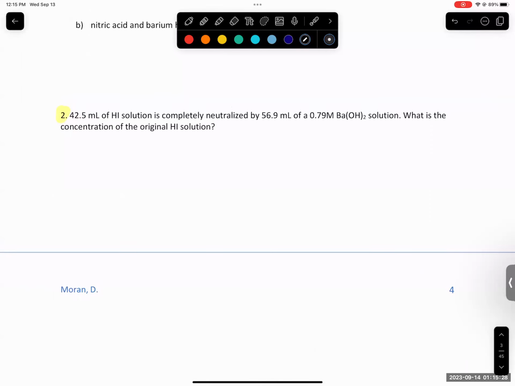Want to do this one? Yep. I got some in mind. All right. 42.5 milliliters of HI solution is completely neutralized by 56.9 milliliters of a 0.79 molar barium hydroxide. What is the concentration of the original HI solution?